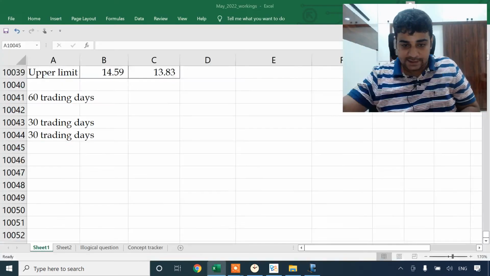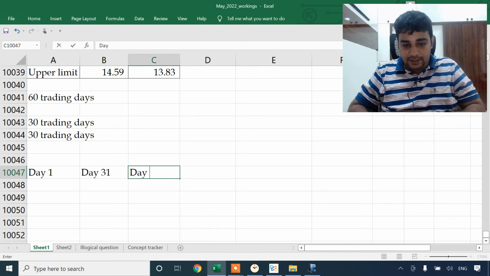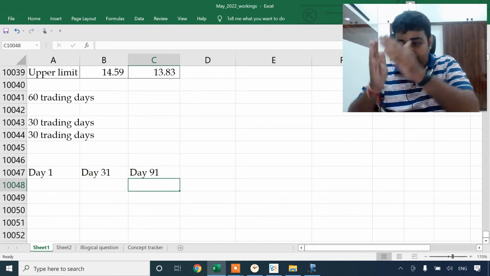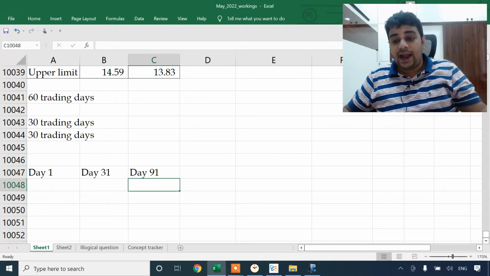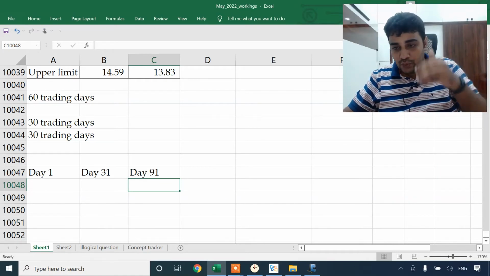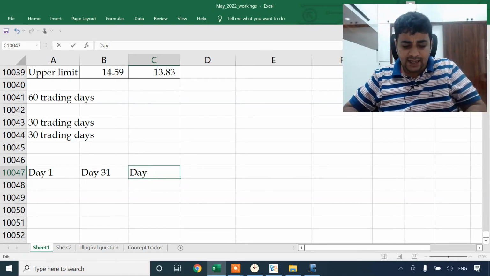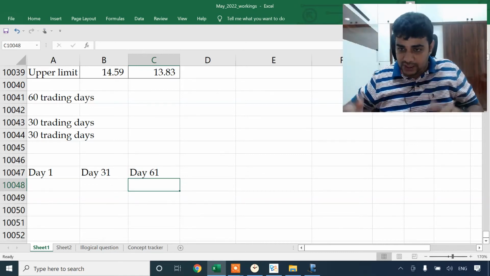So it will measure day 1, day 31, day 91, or day 1, day 11, day 21, or day 1, day 6, day 11. You can take some period and then do this analysis. The moment you do this analysis and you get a very high positive correlation, it means whatever has happened from day 1 to 30 more or less got repeated in day 31 to 60. The same thing will get repeated in day 61 to 90, 91 to 120. The direction of the change will get repeated.